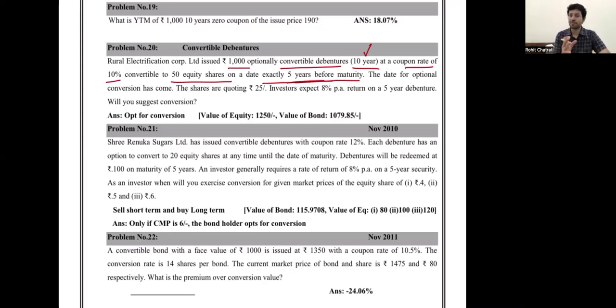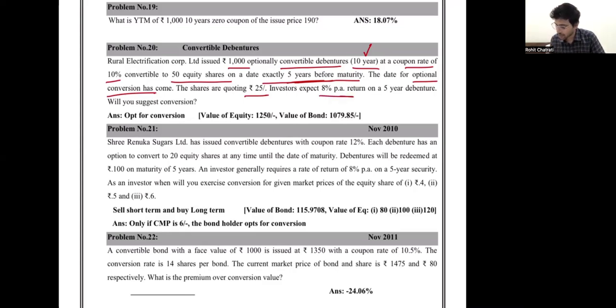So 5 years have passed by, and now we have an option to convert it before its maturity itself. The date for optional conversion has come, which means we are now standing at the end of fifth year, and I now have to decide whether I want to convert it into equity shares or whether I want to continue holding the bond. The shares are currently quoting at rupees 25.